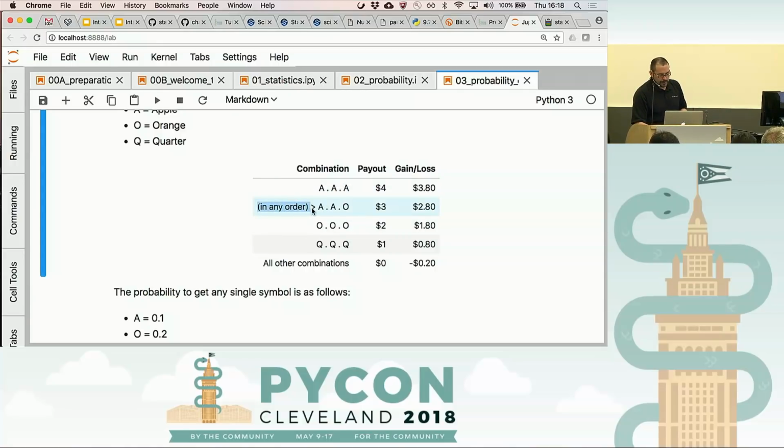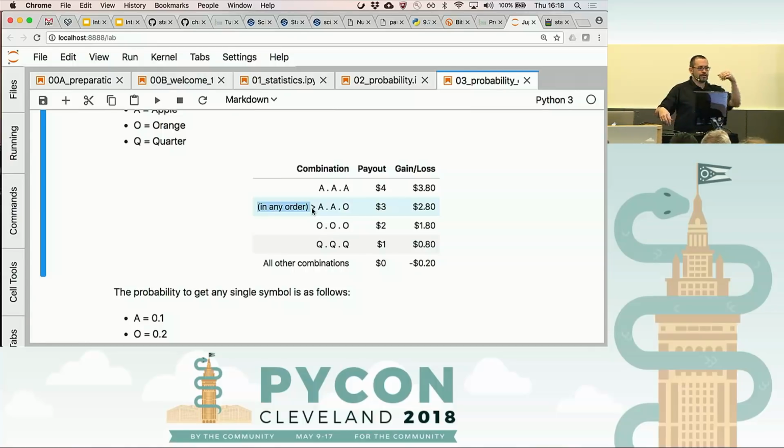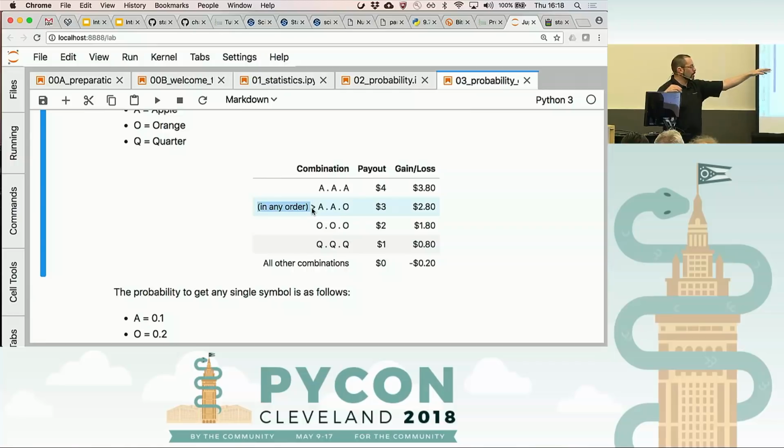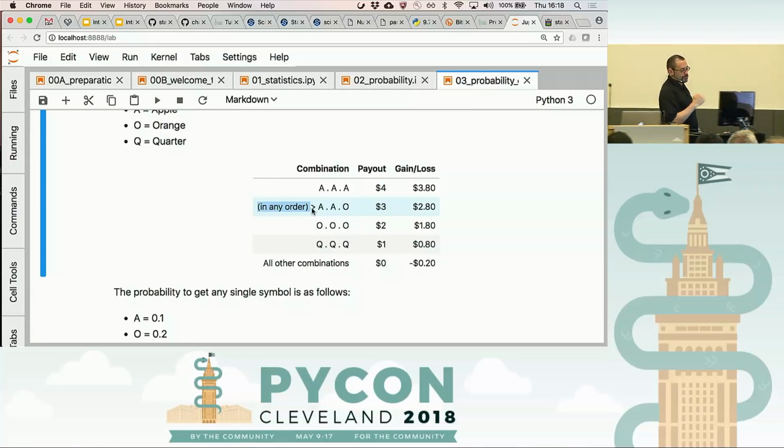I want to highlight this bit. This apple, apple, orange is any order. If I got an apple, an orange, and an apple, that still qualifies. I still get my $3. Woohoo. All right, they're still ripping me off.